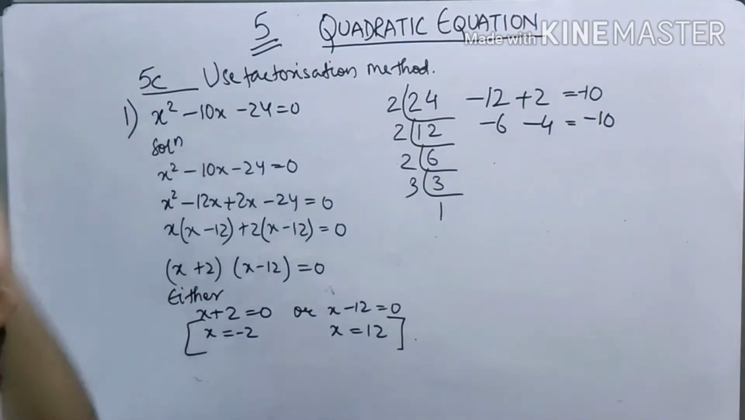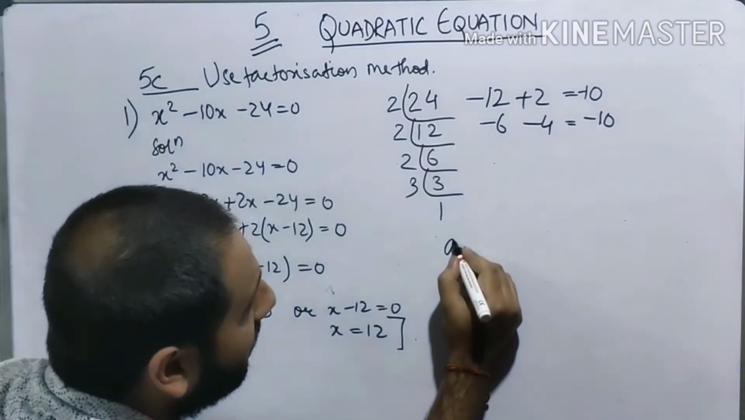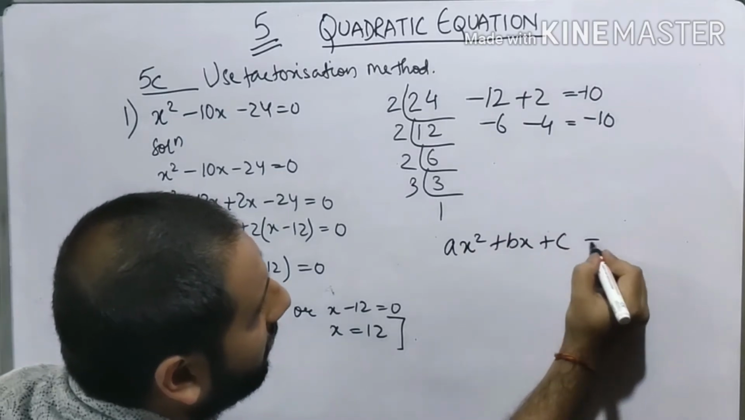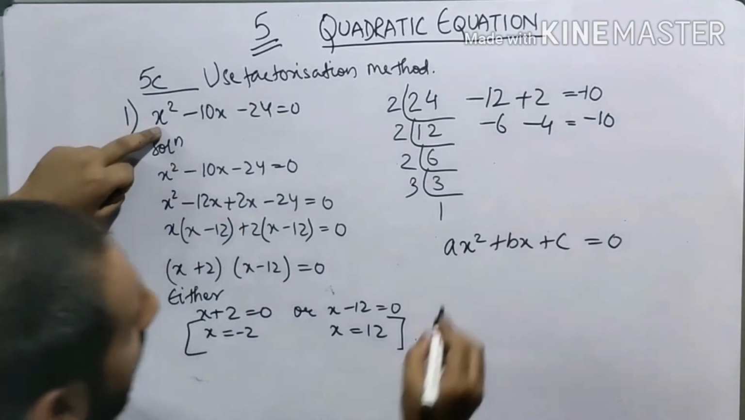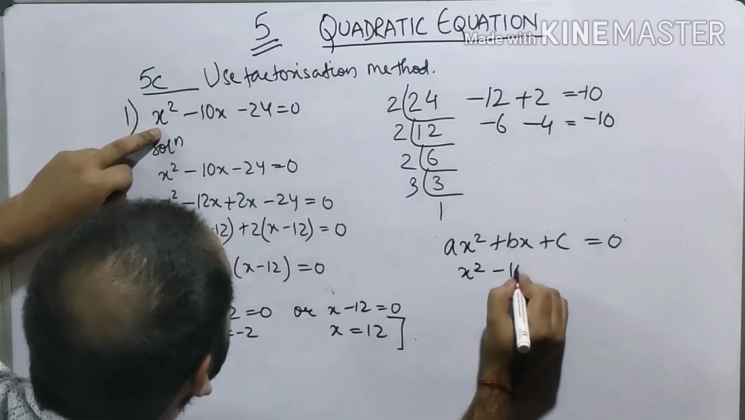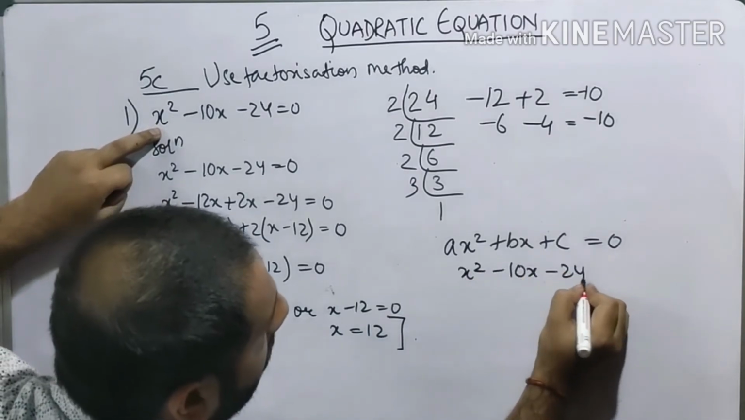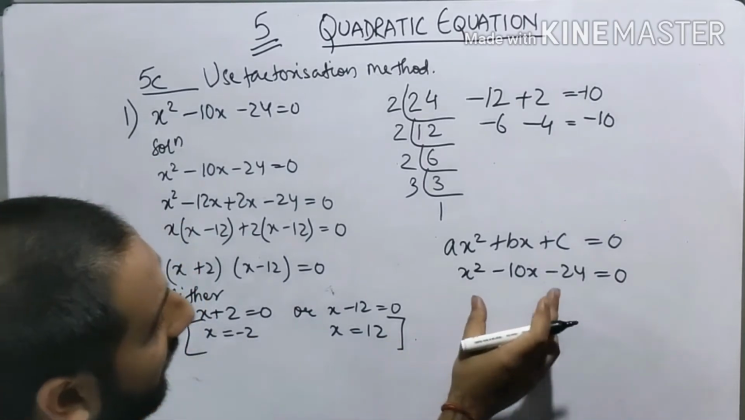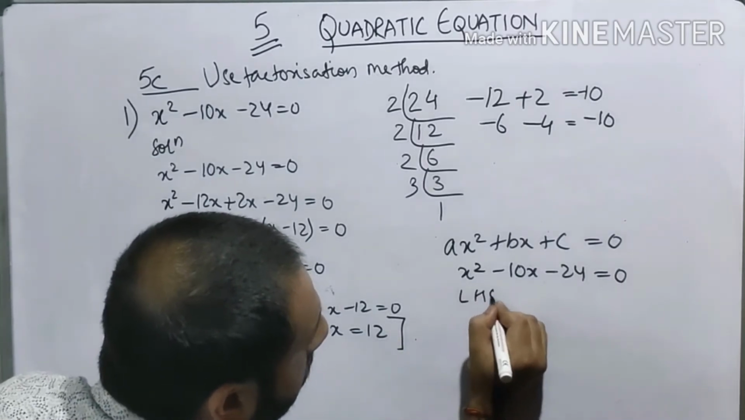Now let us compare this with the standard equation. Our standard equation says ax² + bx + c = 0. Now see what we have: x² - 10x - 24 = 0. Now when I put -2 in place of x, the left hand side will be equal to the right hand side.